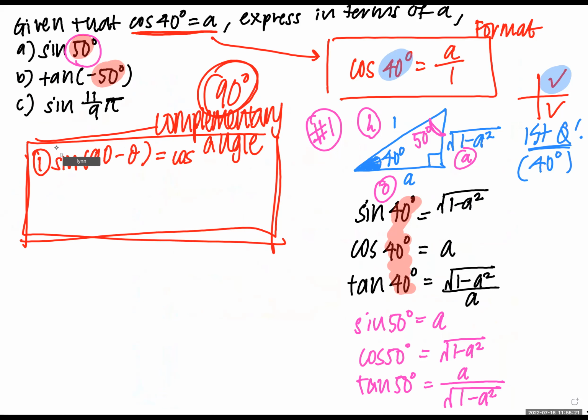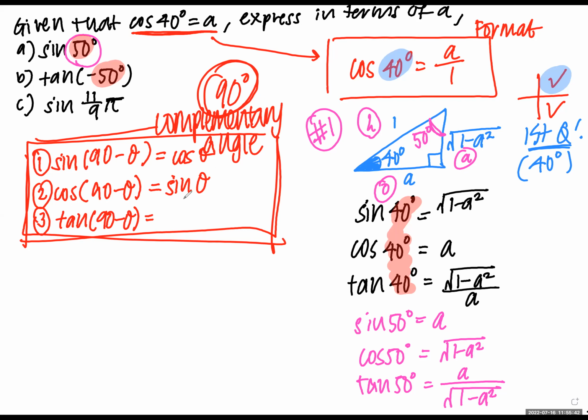Haley. All right, Haley. Cos bracket 90 minus theta equals to sin theta. Okay, choose the last person. Sheena. Tangent bracket 90 minus theta equals to 1 over tangent theta. Okay.